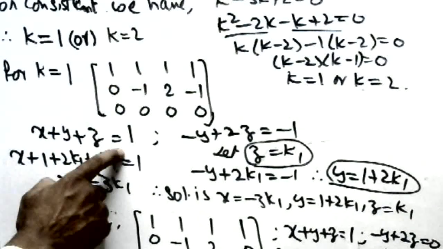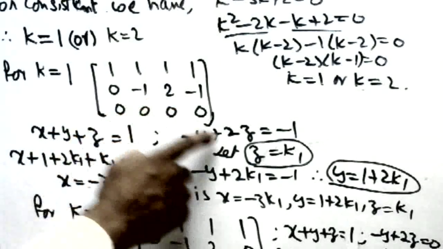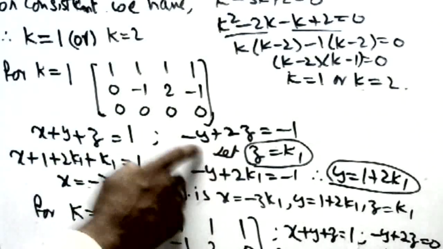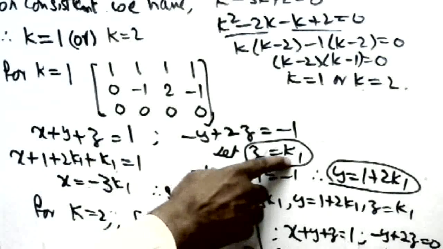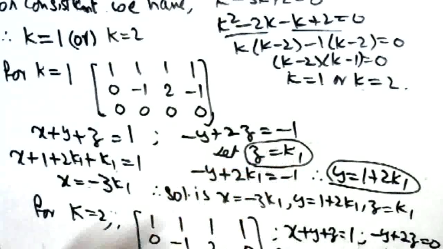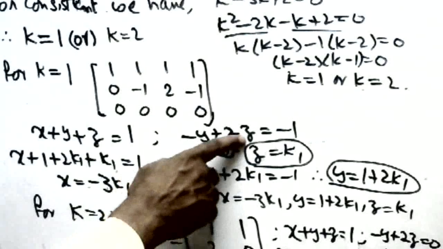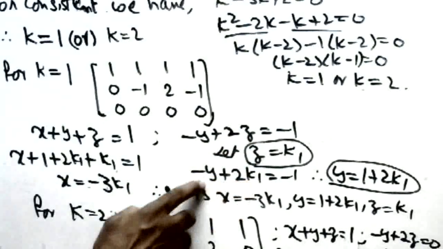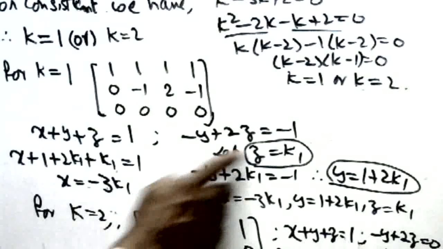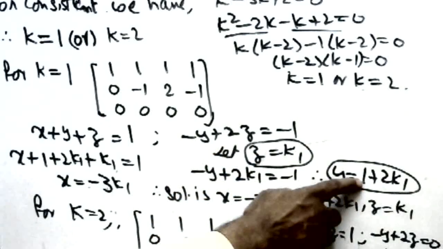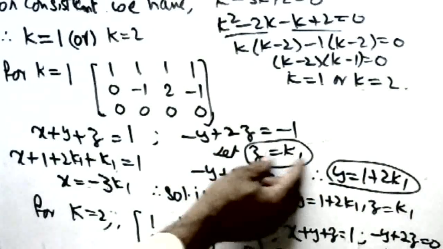So what is the equation here? X plus y plus z equals to 1. X is 0, minus y plus 2z equals to minus 1. So let me take one of the values as a parameter. You take k1, because for the first condition let me take k1, for the second condition let me take k2. Let me take z equals to k1. When we keep z equals to k1, we get the value of y: bring this y here, so y will be 1 plus 2k1.